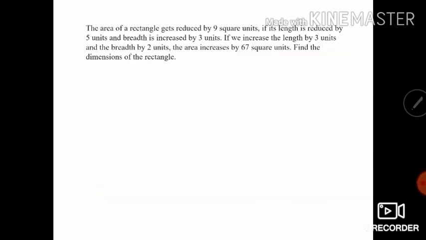Here is another problem which is based on area. The area of a rectangle gets reduced by 9 square units if its length is reduced by 5 units and breadth is increased by 3 units. If we increase the length by 3 units and the breadth by 2 units, the area increases by 67 square units. Find the dimensions of the rectangle. The dimensions of the rectangle are length and breadth. So let length be x and the breadth of the rectangle be y.